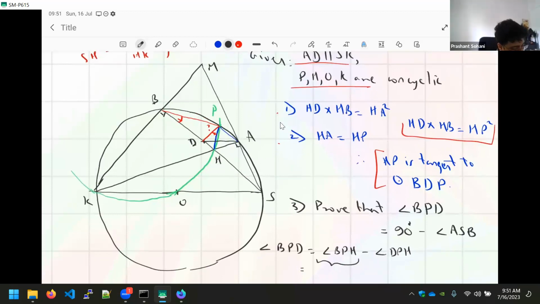Okay, just a minute. What I understood so far is that we want to show that BPD is equal to this angle, BHK. And from there, what you said, BHK is equal to BMA. Yes, that is correct. So we have to prove that BPD is equal to BMA.